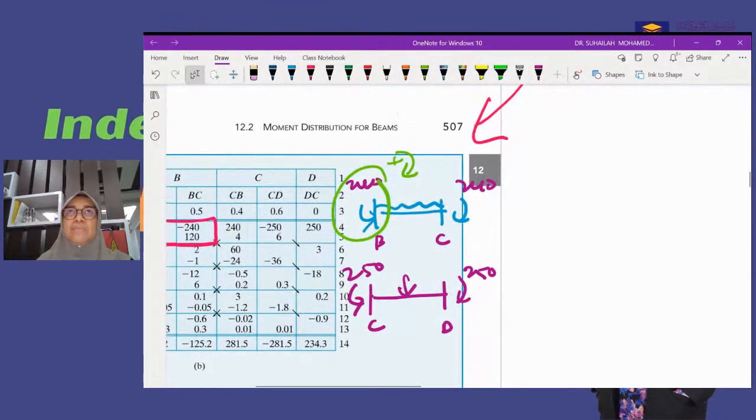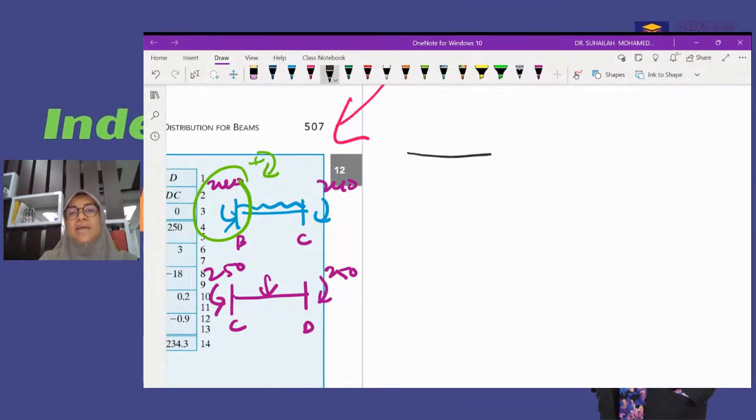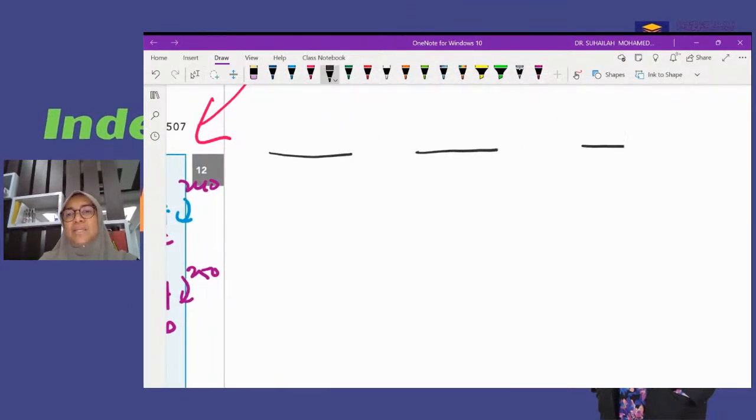Okay, beside the member we have the joint. So member AB, member BC, and member CD. Okay, AB, BC, and CD. Okay, remember that the first member end moment actually comes from the fixed end moment. And the concept is, okay, this is the first thing that we assume.